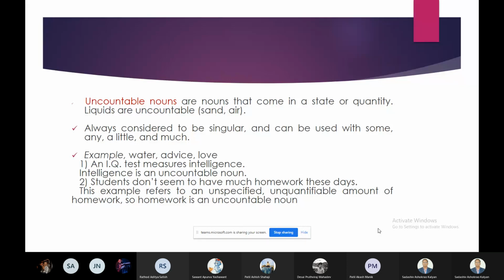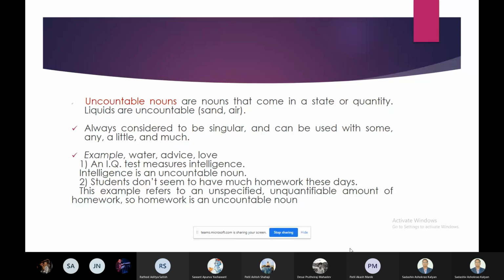Here I have put an example in front of us: water, advice, love. We are not going to count love like 2 kilos of I love you or 4 kilos like this. We are also not able to count advice. Advice is advice. Here I have written one example: an IQ test measures intelligence. Again, we are not able to see the intelligence of someone, so that's why intelligence is an uncountable noun.